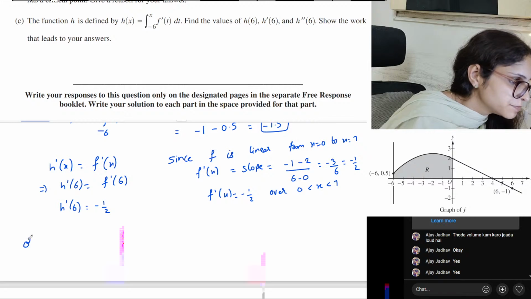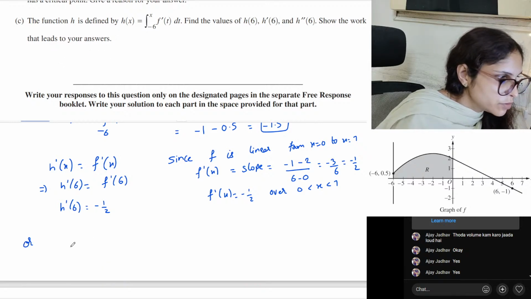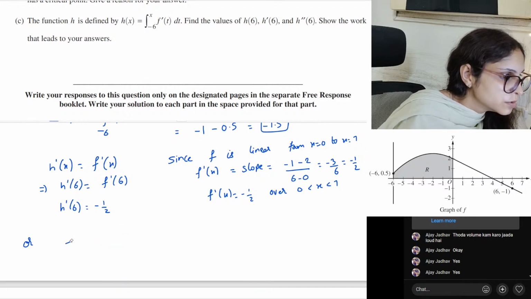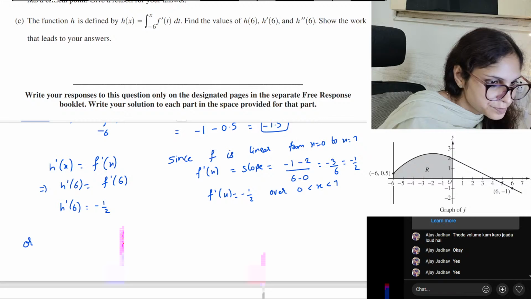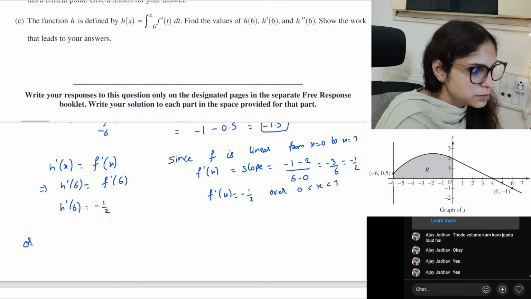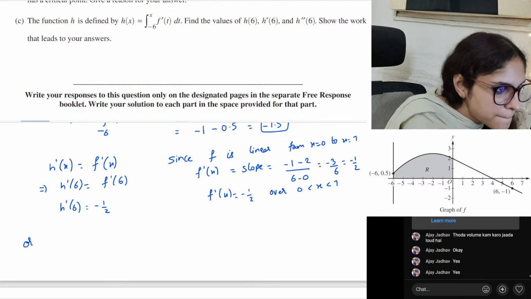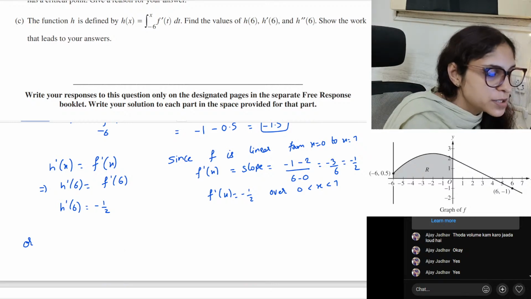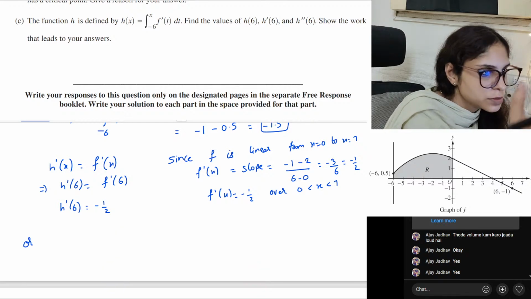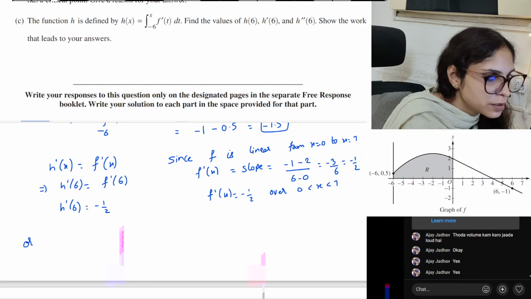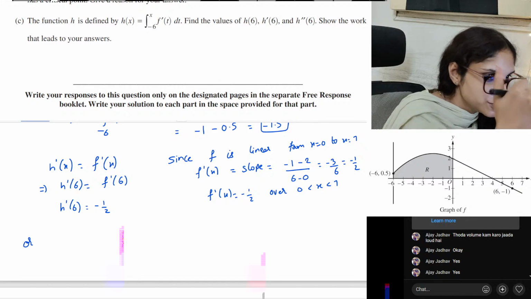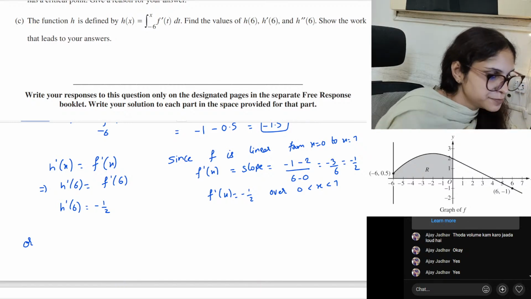Or what you could have done, we know that h derivative of x is equal to f derivative of x. f of x is linear. So y-intercept is 2, and we have to find the slope. Slope we have already found that it is -1/2, because you have 0, 2 and 4, 0. So -2 over 4, -1/2, okay? Because from 2 you're going 2 down and 4 to the right. So -2 over 4, -1/2.